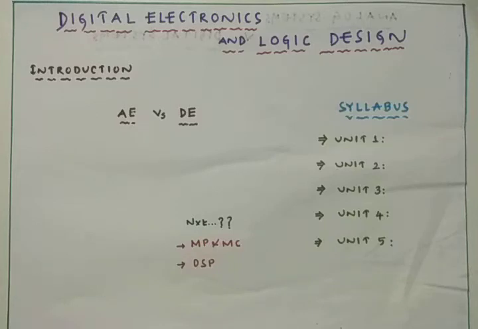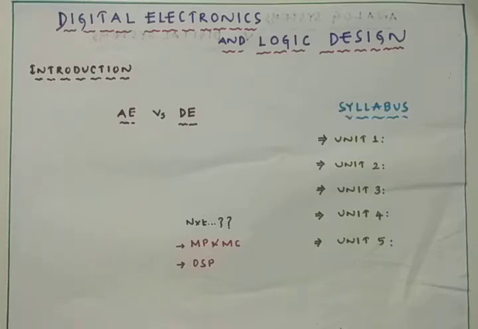The subject name is digital electronics and logic design. That means we are going to study some of the fundamental things in digital electronics. By using those fundamental and basic things, we are going to design some digital circuits. So it is named as digital electronics and logic design.